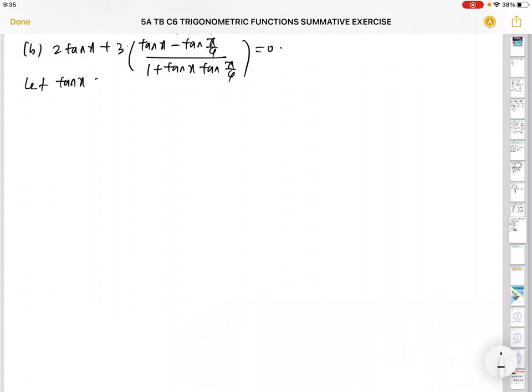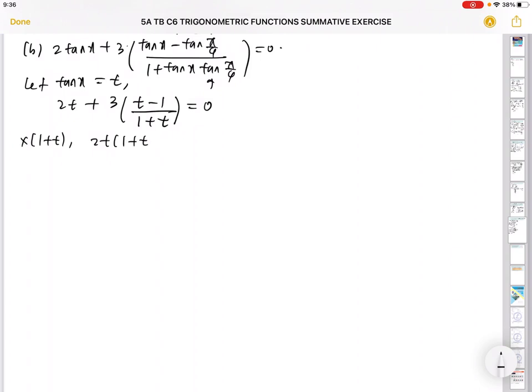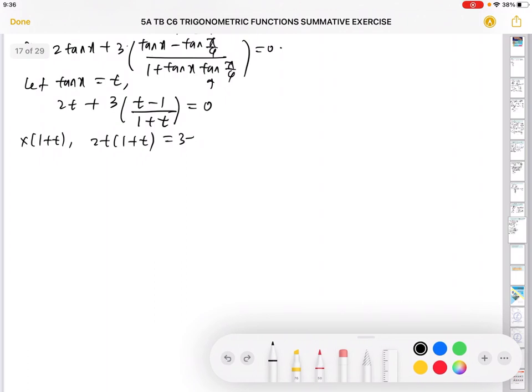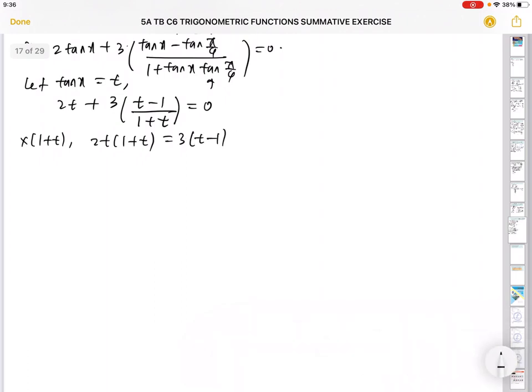This is 1. Okay, so next I multiply everybody by 1 plus t. So 2t times 1 plus t, plus 3 times t minus 1. I don't want to expand first, do a bit slower. Next, expand the bracket, 2t plus 2t squared. Okay, I wrote this wrongly. This is a plus. So this is plus 3t minus 3 equals 0. 2t squared plus 5t minus 3 is now 0.